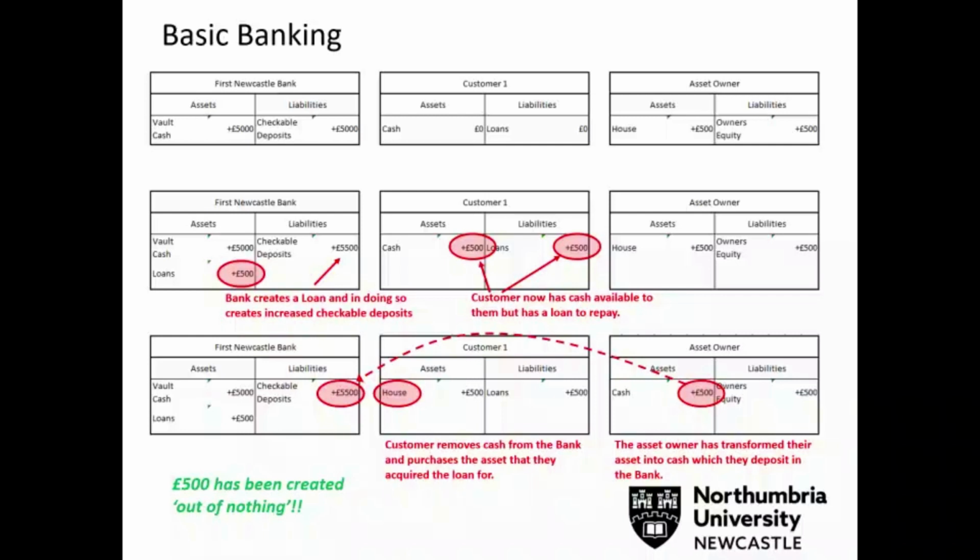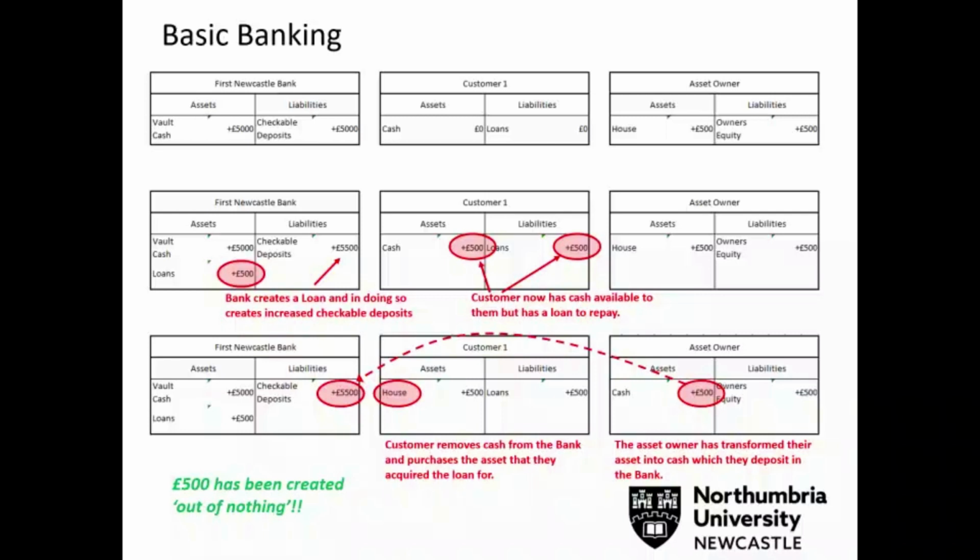Now let's move down to the second level. Okay, this customer wants a loan to buy this property. So what the bank does, in order to create a loan, is it needs to increase its customer deposits. But in this example, it's done this by customer one becoming a customer of the bank.